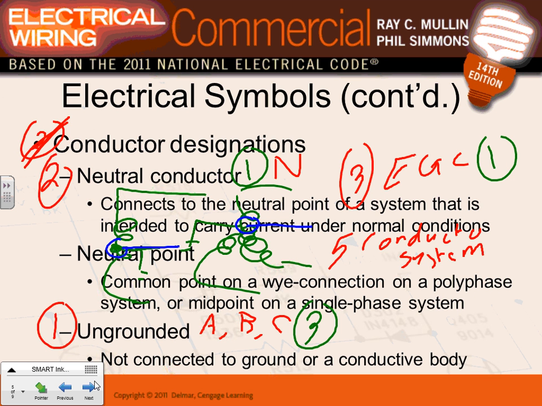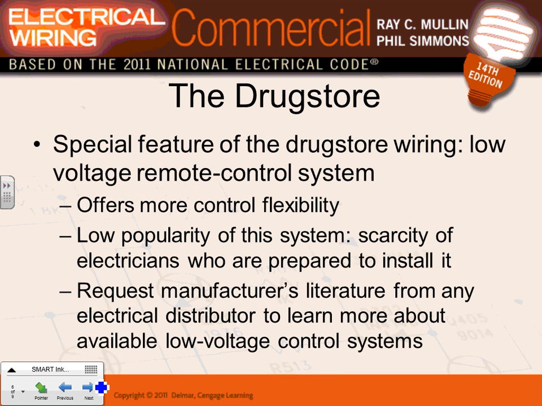That's it. You cannot have a neutral unless you have a neutral point. If you don't have a neutral point, you don't have neutral. And also the code calls the neutral... What does the code call the neutral? Grounded conductor. Intentionally grounded conductor. So these are the things I want to mention here.